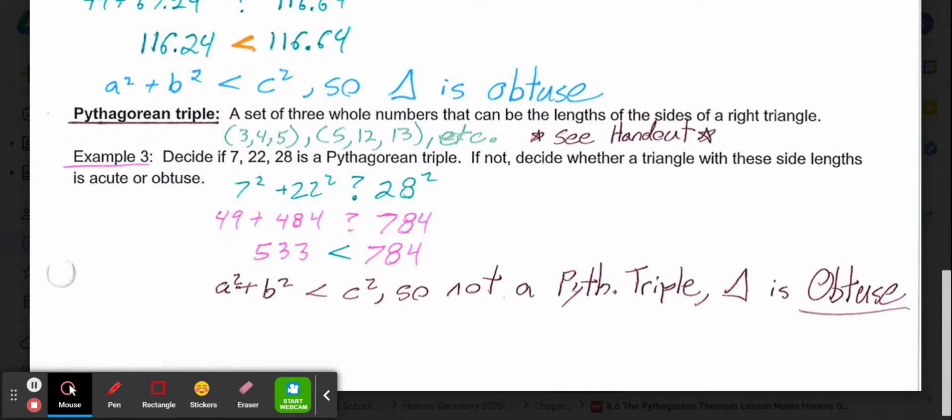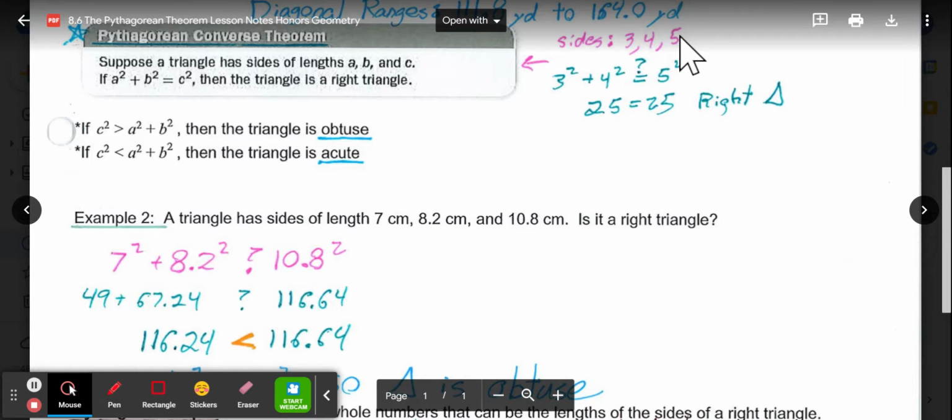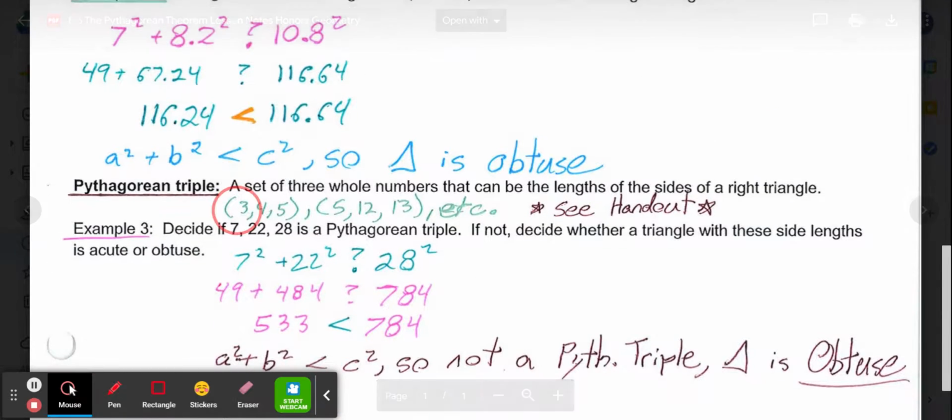Then we get to our final idea for today's lesson, which is the idea of Pythagorean triples. A Pythagorean triple is a set of 3 whole numbers that can be the lengths of the sides of a right triangle. Like we looked at up here, 3, 4, 5 makes a right triangle, so 3, 4, 5 is a Pythagorean triple. Another common Pythagorean triple is 5, 12, 13. Now, there are infinite amounts of these. So I included a handout to go with your notes with a chart that has some of the most common Pythagorean triples on it for you.